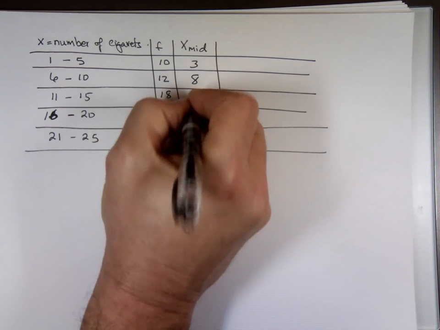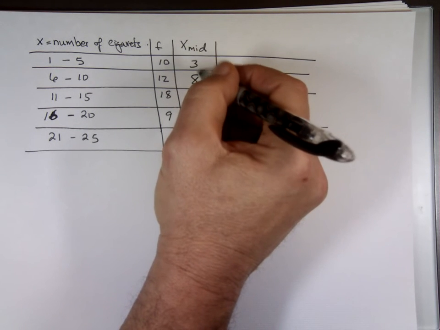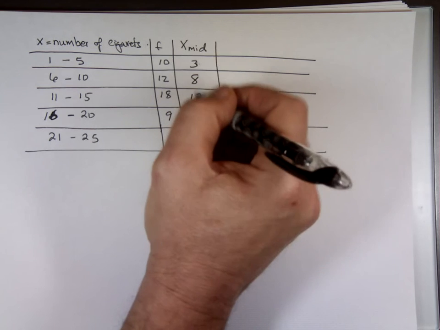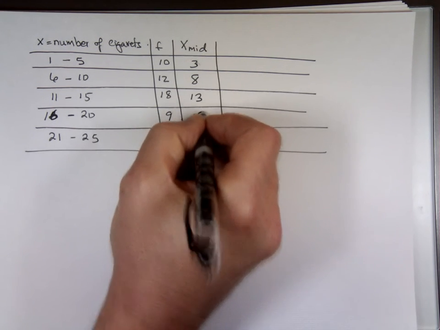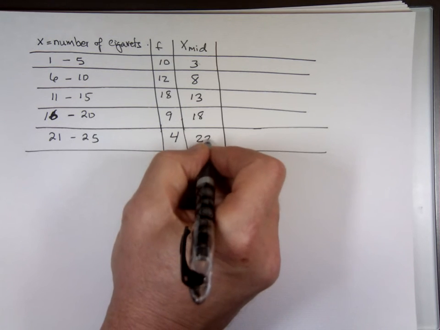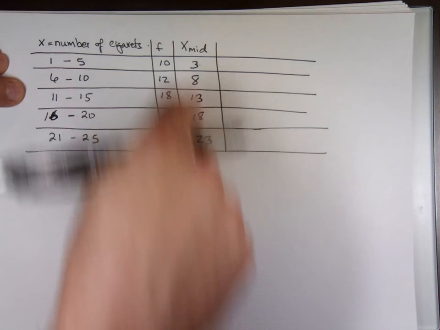Remember, the class width is 5. You see that? This is 5 more than this. This is 5 more than this. What do you think this number is? 18. What's the next one? 23. So when you have a range of values like this, you have to find the midpoint. Now you want to take f times x mid.